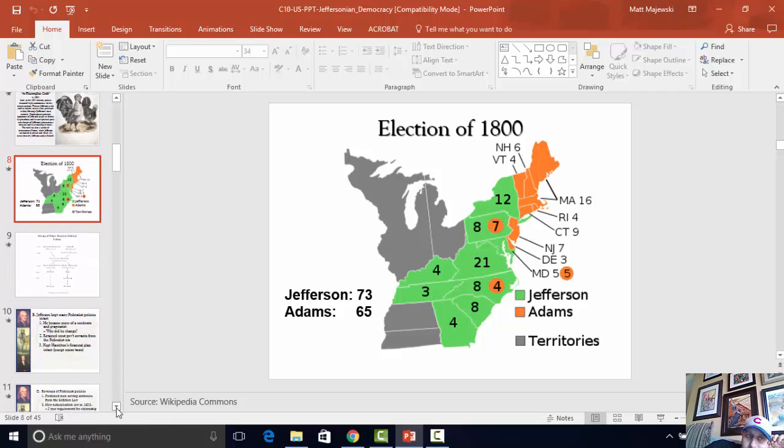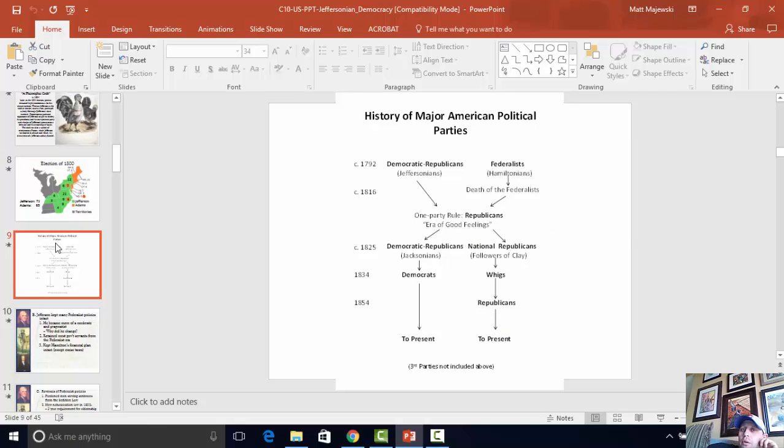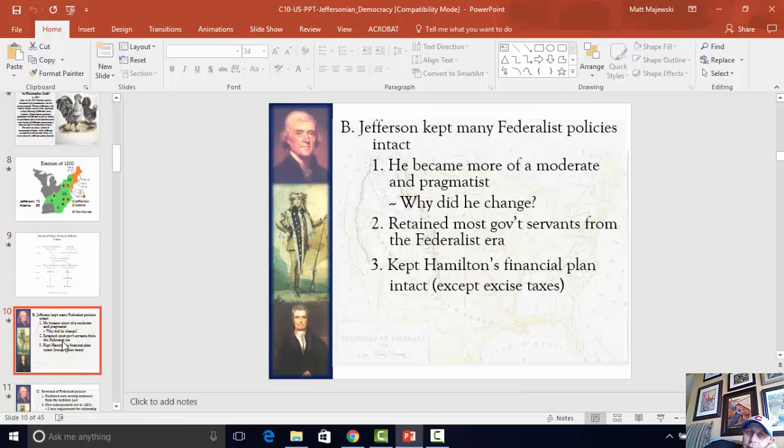Anyways, we already saw that map. There's not much to report there. We already saw this as well. Remember, this is the history of the major parties. And so we are now seeing the Jeffersonians take over. And we're starting to see the process of the Federalist Party kind of falling apart.